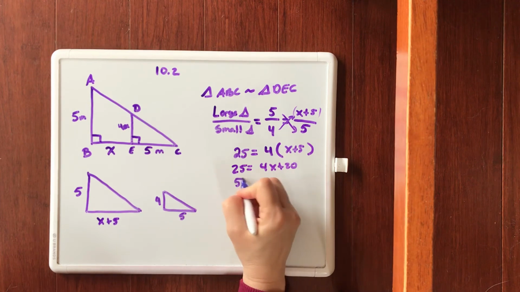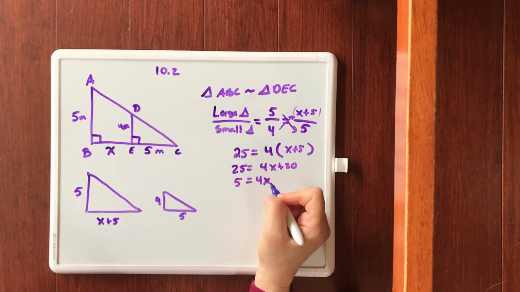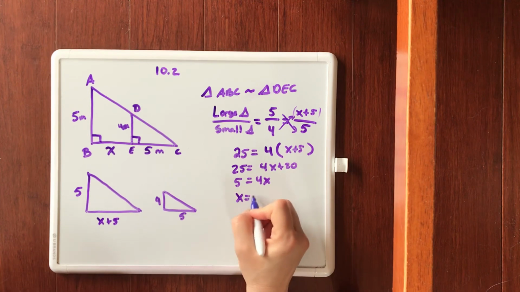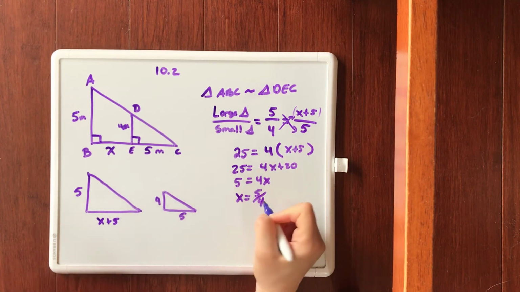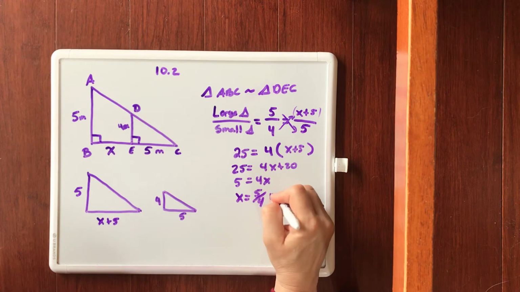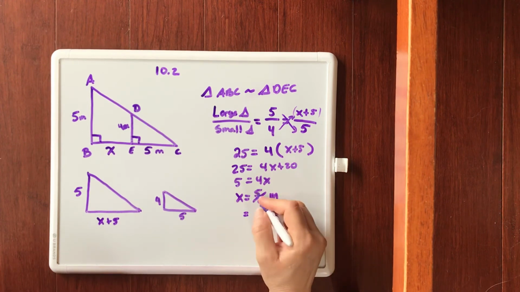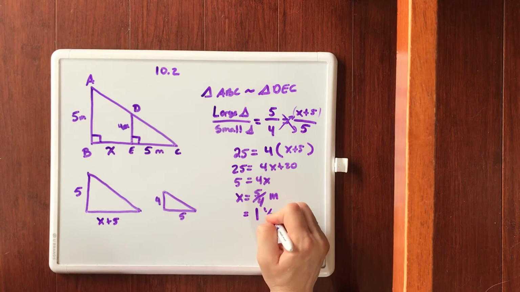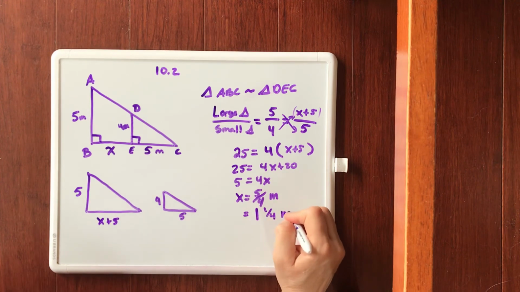Subtract 20 from both sides. Okay, divide by 4. X equals 5/4 meters. And what does that equal? 4 goes into 5 one time, and 1 left over. So 1 1/4 meters.